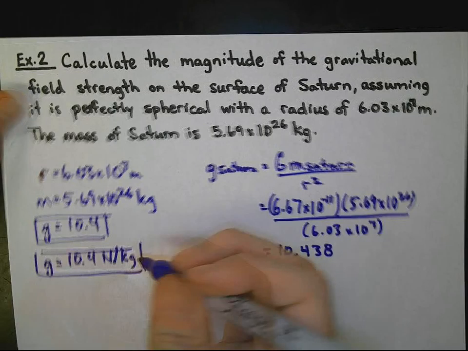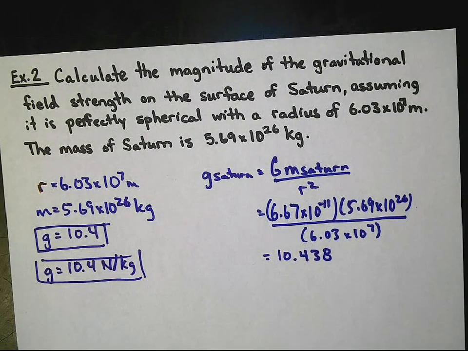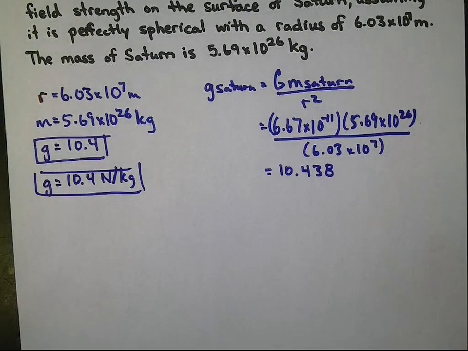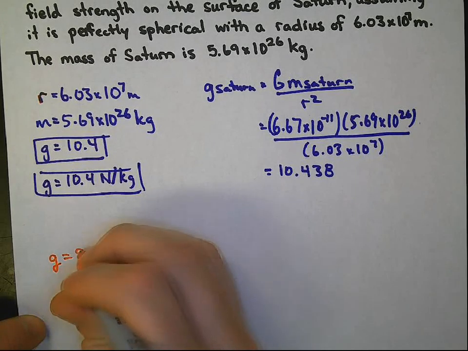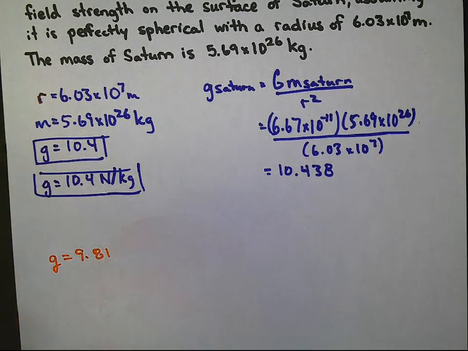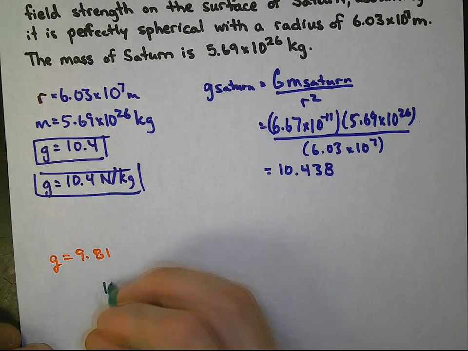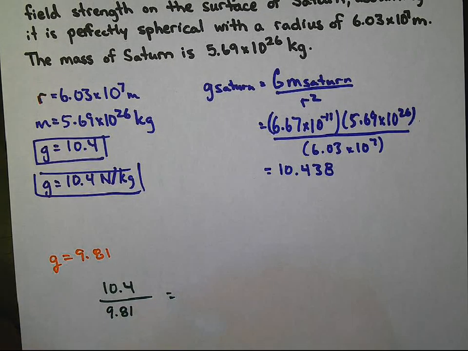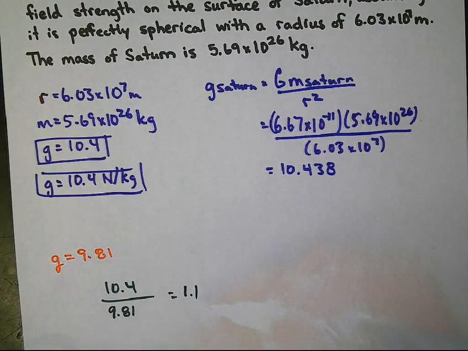And how does that compare to the Earth? Let's think about that for a second. g on Saturn is 10.4. On Earth, the value of g is 9.81. How would we compare those? Quite simply, we would take 10.4 all over 9.81, and we would get 1.1. That is how many times more the gravitational field strength is on Saturn than on Earth.